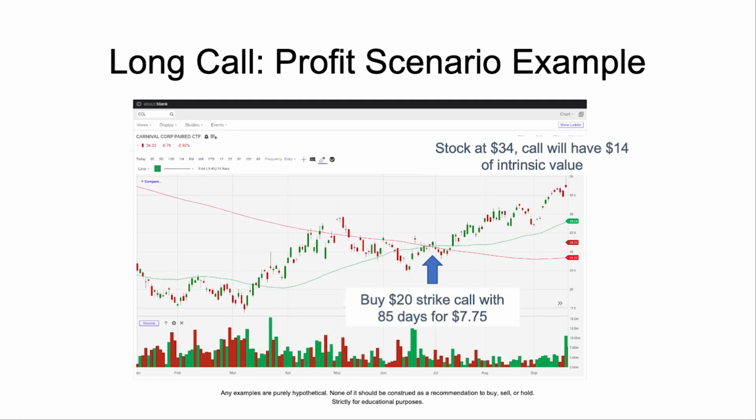So let's say at the point of crossover that we identified in the charts, we decided to buy a $20 strike call with 85 days left for $7.75 per share. That's the premium. Now we do this when the stock is trading at about $26.22, meaning that we have a little more than $6 of intrinsic value here that is part of the $7.75. If the stock were to continue in its uptrend, as we identify in the chart, and let's say the stock goes to $34, at that point, a 20 strike call will have $14 of intrinsic value. So what we paid $7.75 per share for will be worth at least $14.